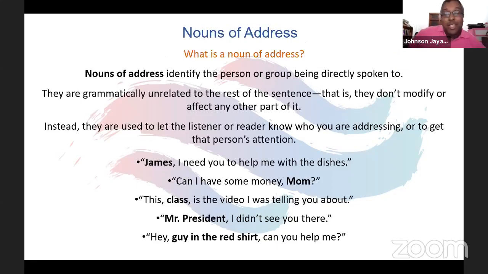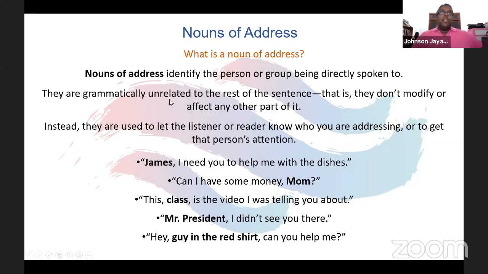One type of noun, I believe I explained this in one of my previous lessons, but I just want to remind you of it. Nouns of address. So what are nouns of address? Basically, you're not going to be using nouns of address when it comes to written work. You're going to be using nouns of address when you're actually talking or speaking. So nouns of address identify the person or group being directly spoken to. So when you're talking to somebody, you're going to be calling somebody by their name, or maybe just referring to them with maybe their job title.